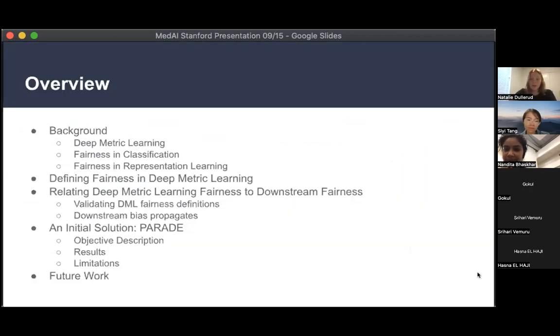And so here's an overview of the talk components. First, I'll be reviewing background in deep metric learning, classical fairness in classification settings, and previous literature on fairness and representation learning at large.